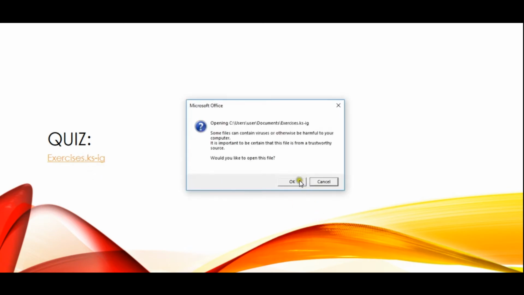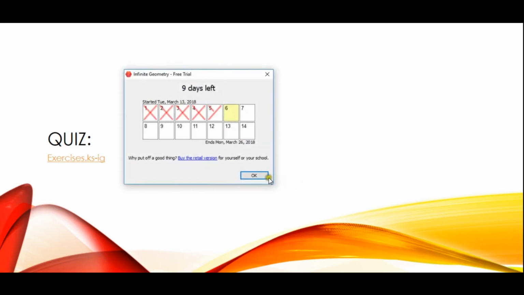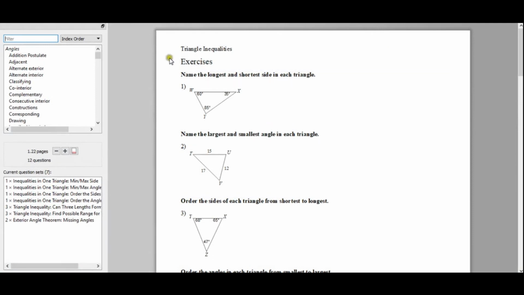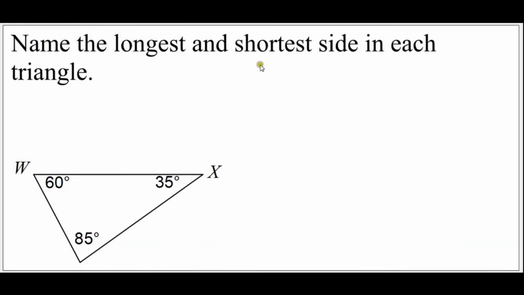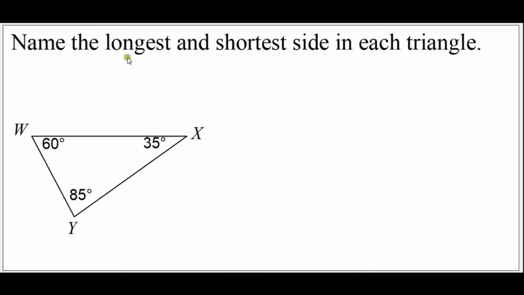So that's it. Let's have a quiz. In this quiz I use Dakota software. Let's take this quiz. Let's try if you know how to answer by applying the triangle inequality theorem. Let us name the longest and the shortest side in each triangle.